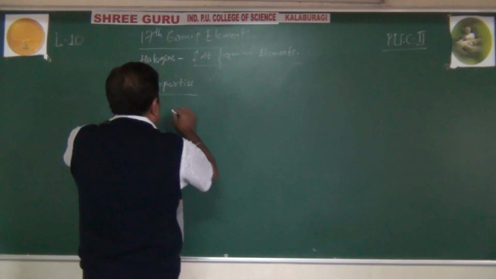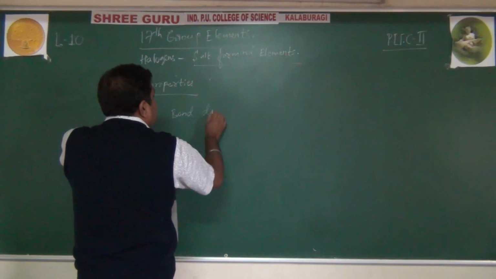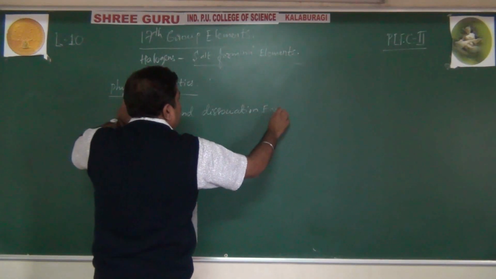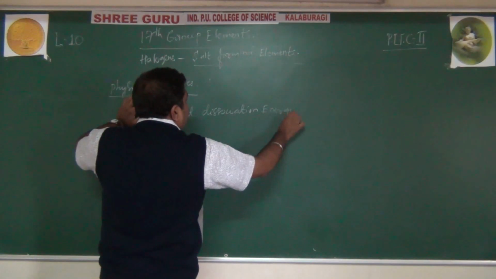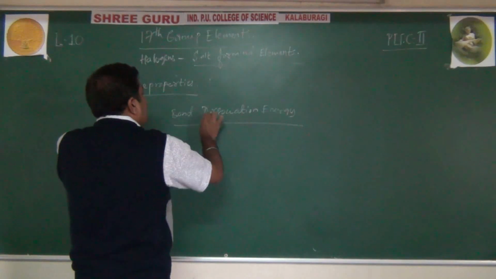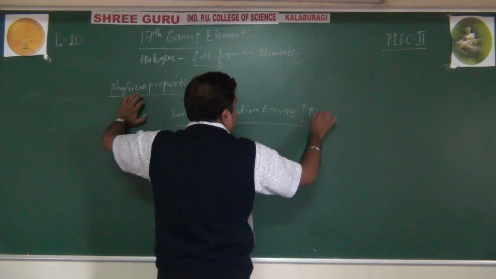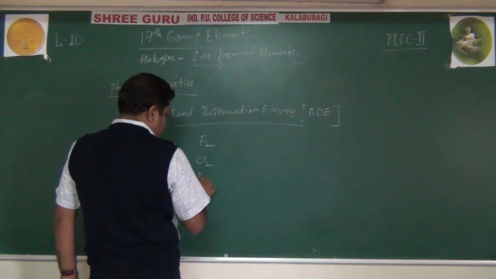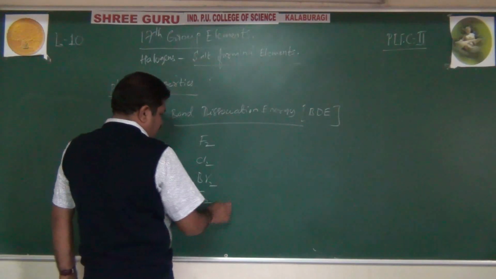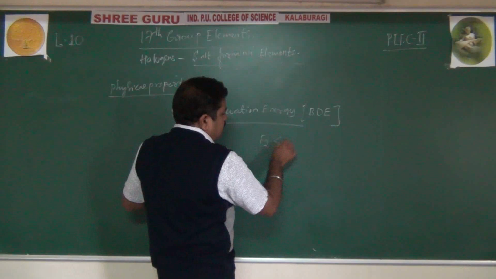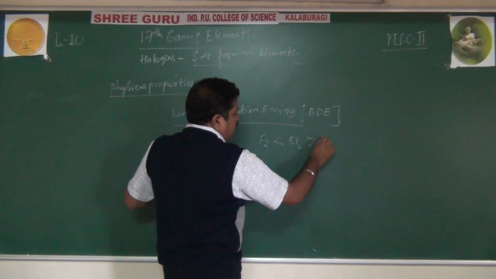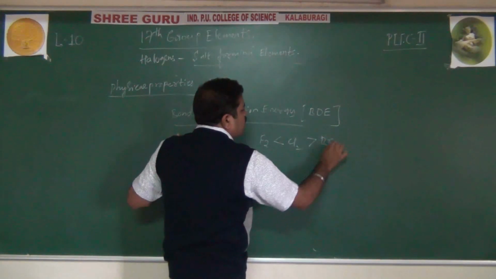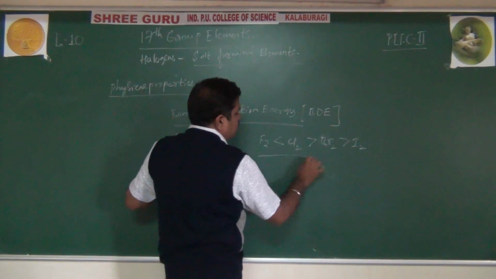Bond dissociation energy, very important. Bond dissociation energy, BDE. The bond dissociation energy of F2, Cl2, Br2 and I2: fluorine is less than chlorine, but from chlorine to bromine to iodine it decreases. They follow this trend.